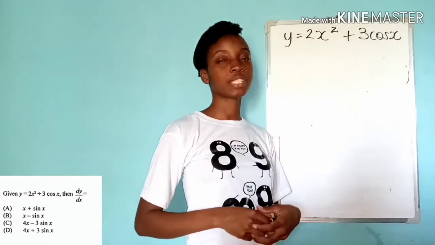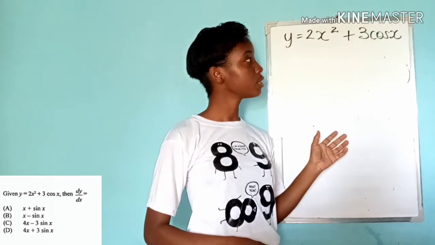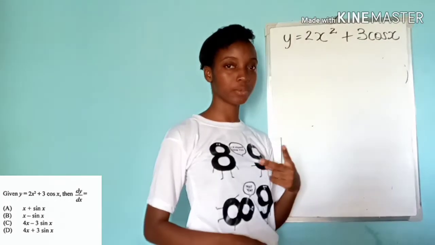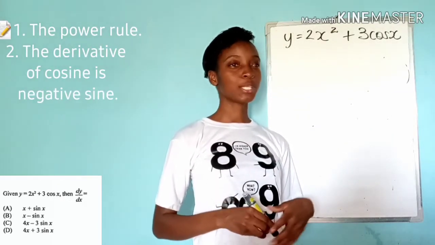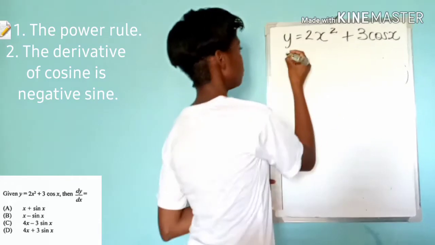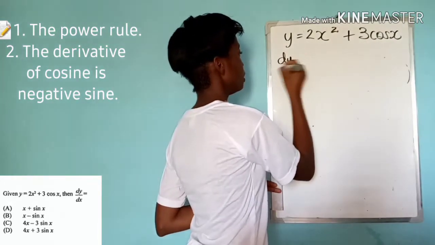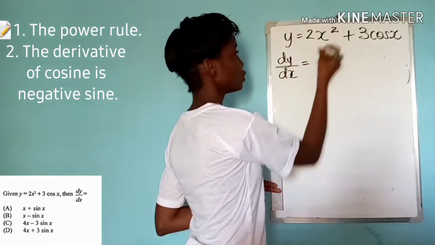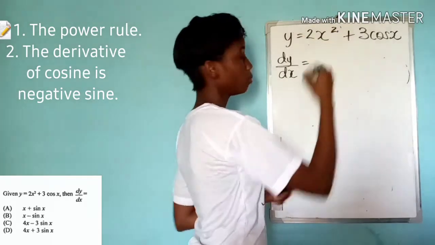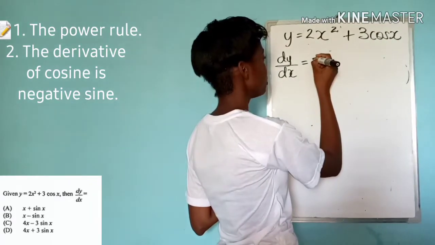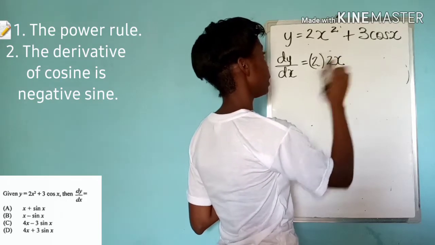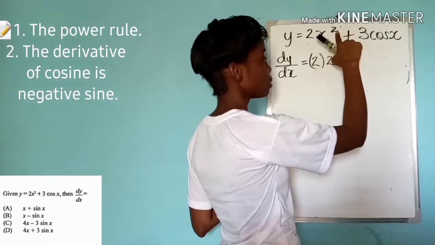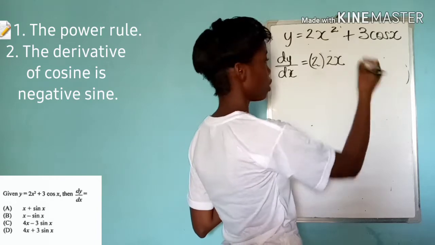Alright, we move to our next question. And in order to complete this one, there are 2 basic rules that we should know. These are displayed on your screen. So let's go. dy by dx is equal to, we use our power rule, and that's going to be 2 times 2x. If we decrease this power by 1, we know the power is 1.